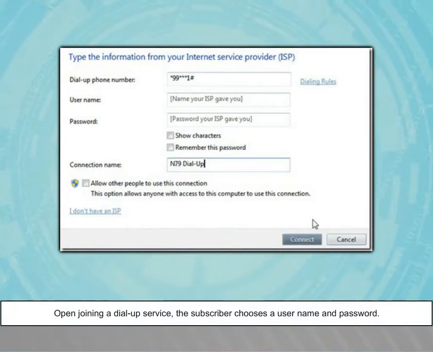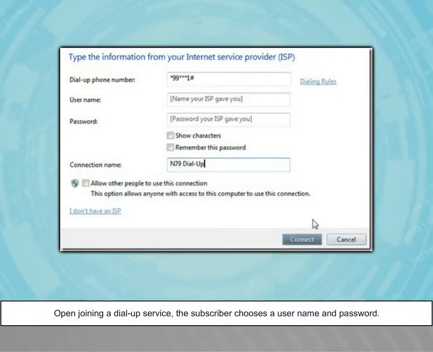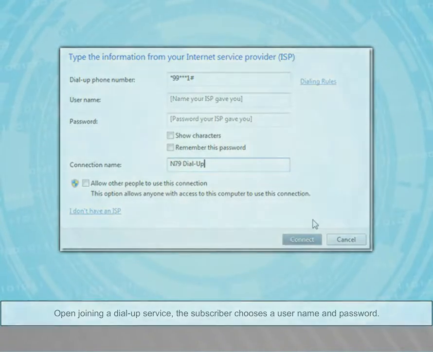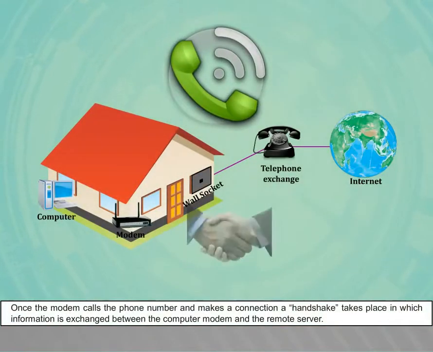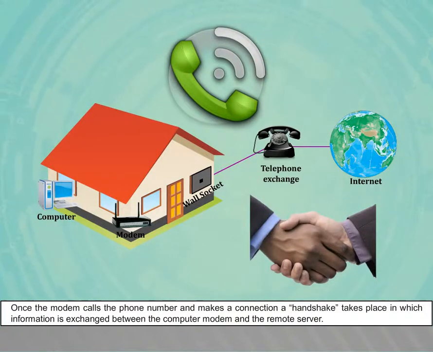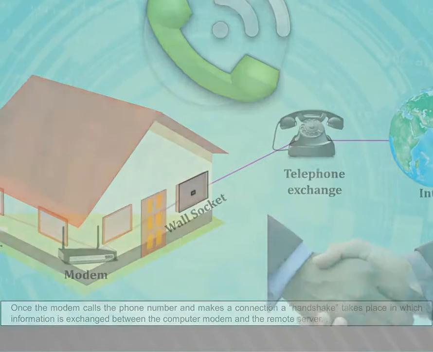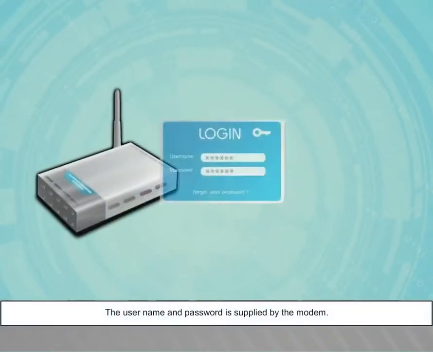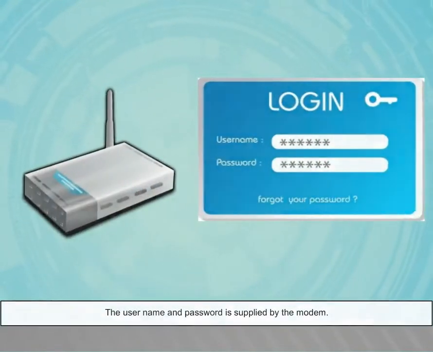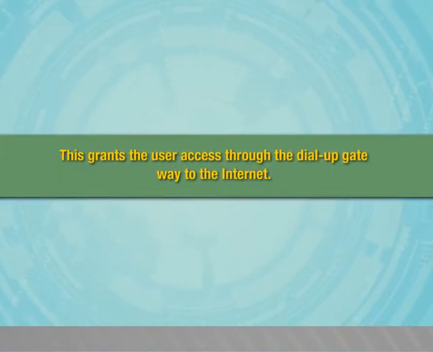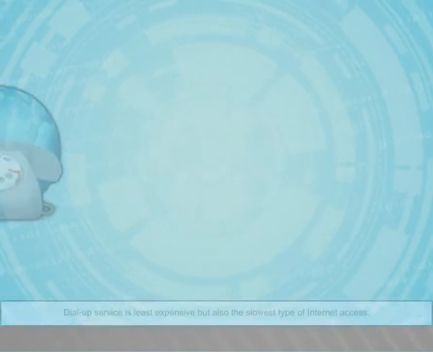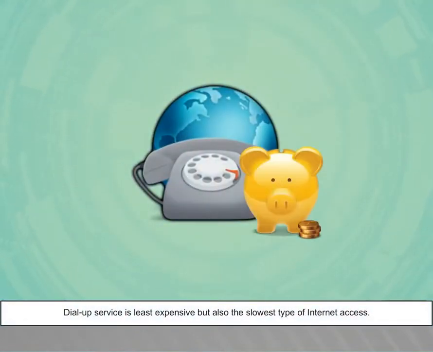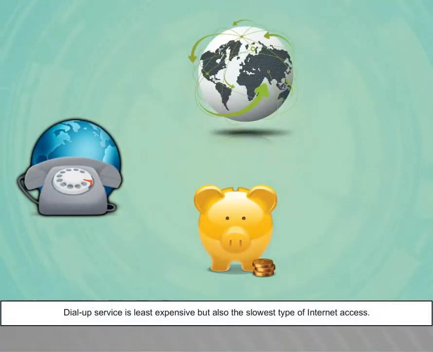Upon joining a dial-up service, the subscriber chooses a username and password. Once the modem calls the phone number and makes a connection, a handshake takes place in which information is exchanged between the computer modem and the remote server. The username and password is supplied by the modem. This grants the user access through the dial-up gateway to the internet. Dial-up service is least expensive but also the slowest type of internet access.